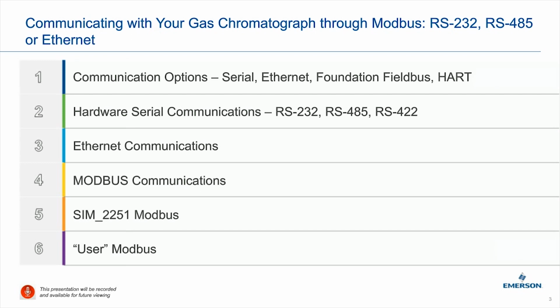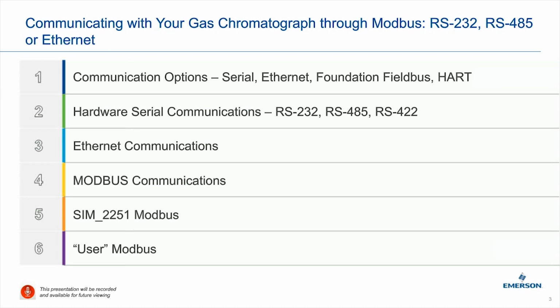The second section, we'll talk about the actual hardware connections, RS-232, 485, 422. Then we'll talk about Ethernet communications as well. Then we'll get into the Modbus communications, actually how Modbus works. We'll talk about the two different methods that we use, which is SIM2251 Modbus and then user Modbus as well. So that's the agenda for today.